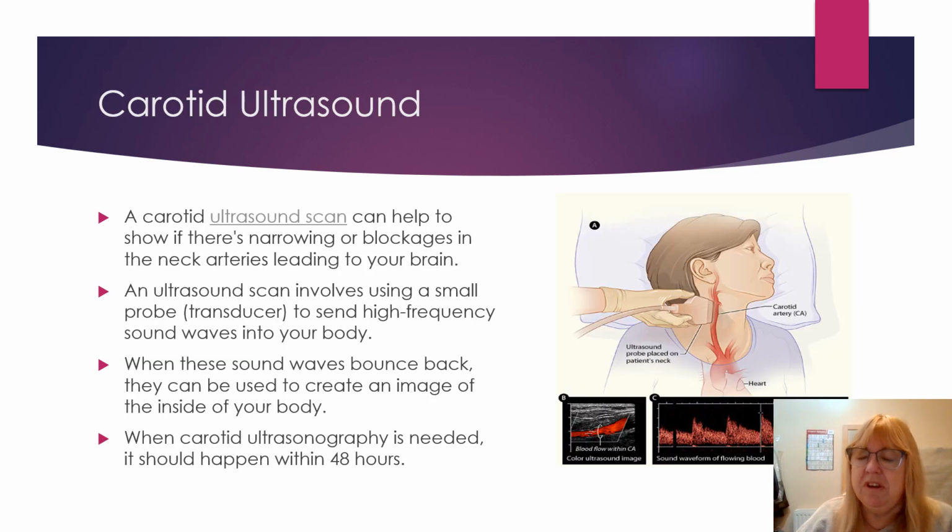One of them is a carotid ultrasound. Carotid is a huge artery that runs down alongside your jugular vein. Okay, so you've got a massive vein and a massive artery, both of them carrying huge amounts of blood. The carotid artery is carrying blood back up to the brain. The jugular vein is venous, so it's carrying blood down to the heart.